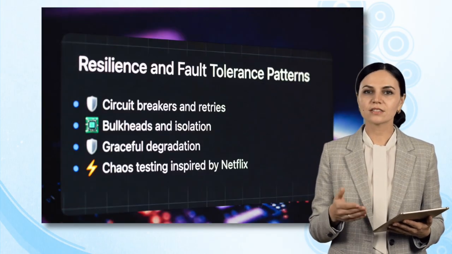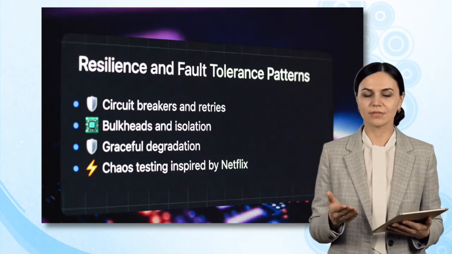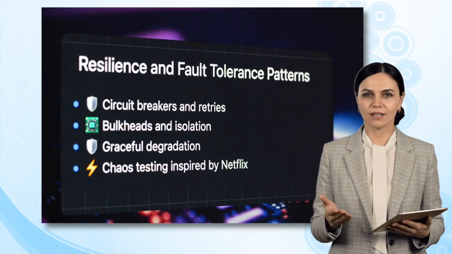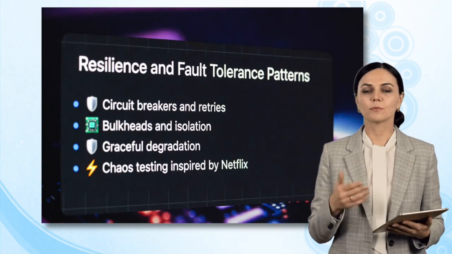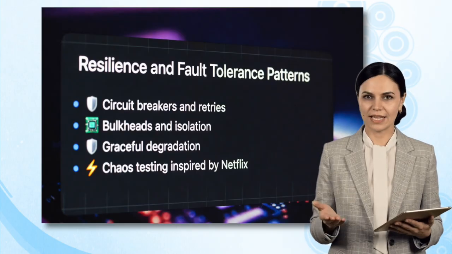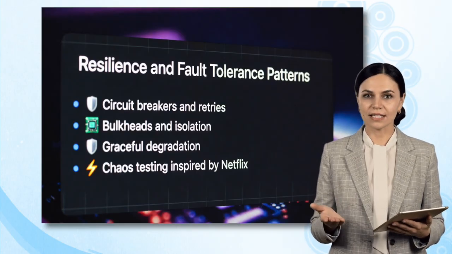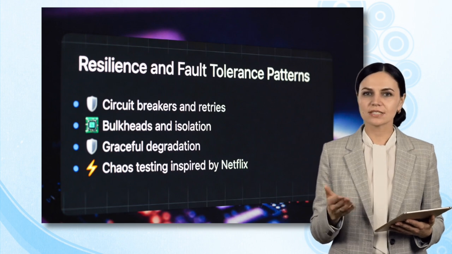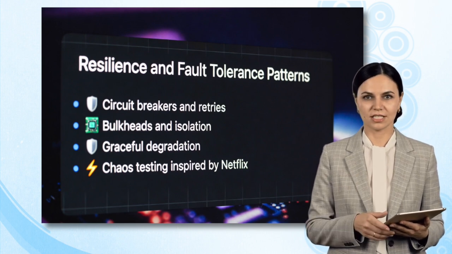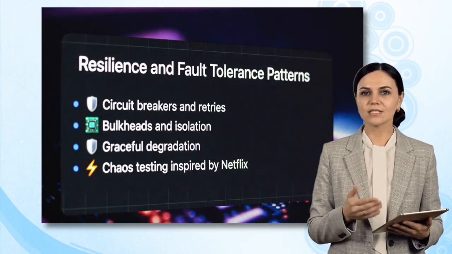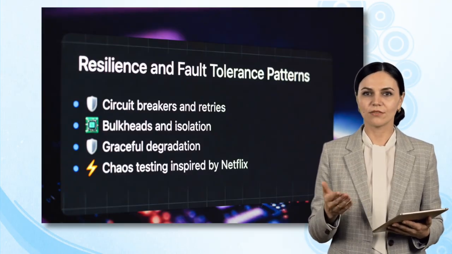Uber learned that failures are inevitable in distributed systems. They adopted many resilience patterns. They implemented circuit breakers, retries, and bulkheads to prevent cascading failures, patterns we studied in detail on day 28. They also ran chaos testing, inspired by Netflix's Chaos Monkey, to ensure the system could survive real-world outages. This resilience layer was crucial for maintaining service during peak times and regional failures.